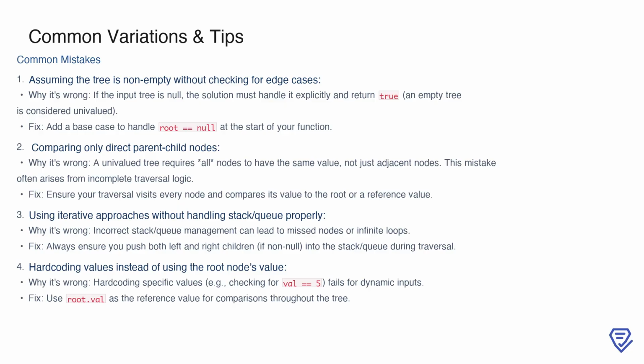Lastly, hard-coding specific values for comparison, like checking if a node's value equals 5, can lead to issues when handling dynamic inputs. Instead, use the root node's value as the reference for all comparisons throughout the tree. These small adjustments can significantly improve the reliability of your solution.